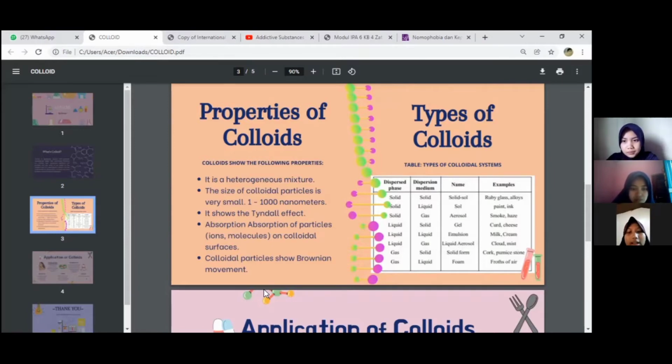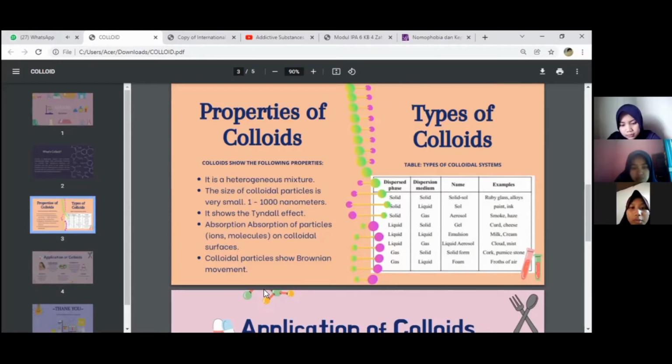When a light beam is directed into a solution, the light will pass through, so we can't see it. This is because the solution is homogeneous. However, when a light beam is directed into a colloid or suspension, the light beam will be scattered so that the trace can be seen. Fourth is absorption of particles on colloidal surfaces. And last but not least, colloidal particles show Brownian movement.